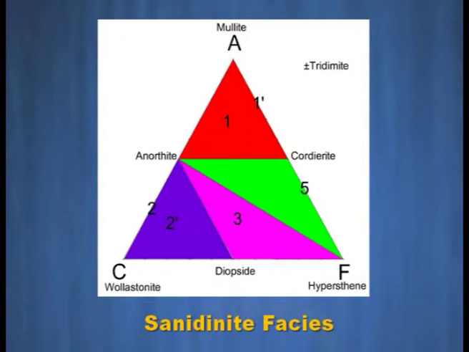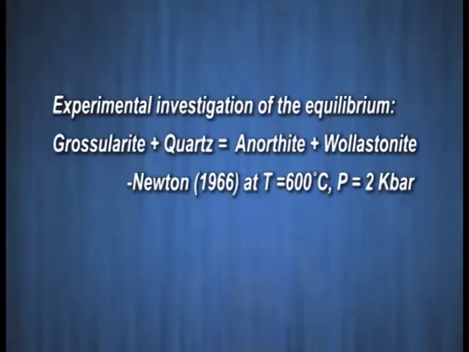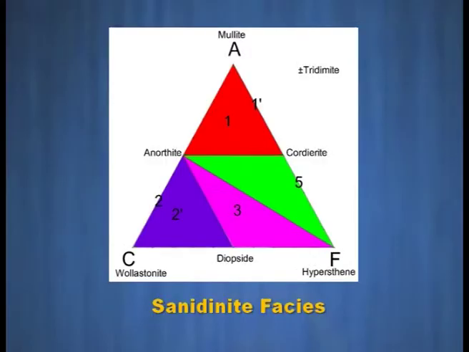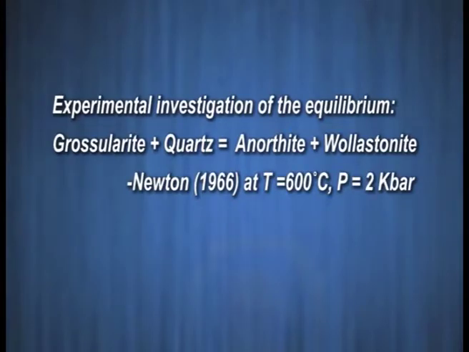Anorthite plus wollastonite, the chemically equivalent assemblage to grossularite plus quartz, has long been considered. These are the characteristics of the sanidinite facies. Experimental investigation of the equilibrium grossularite plus quartz giving rise to anorthite plus wollastonite is an indication of the breakdown of grossularite.